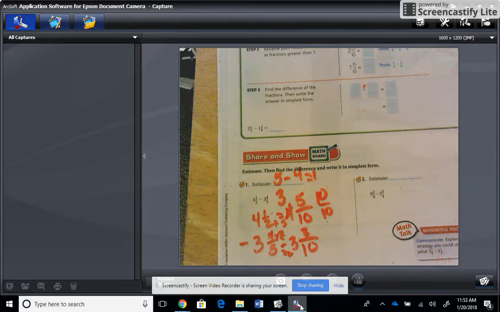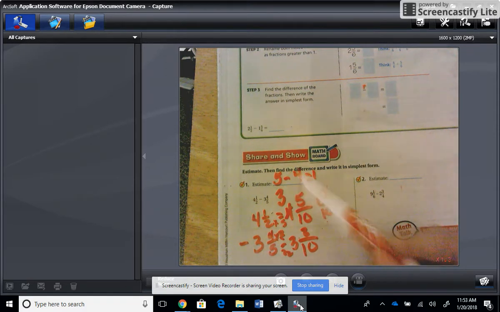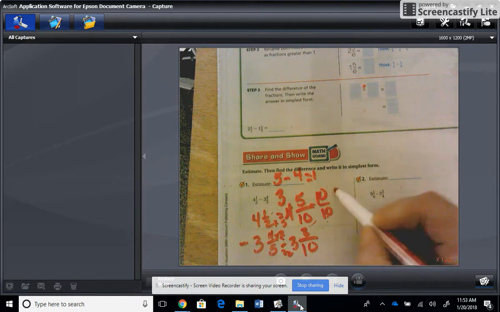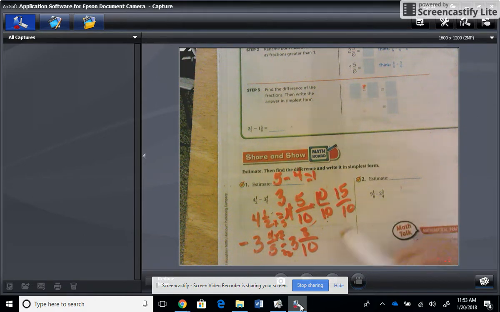Okay, guys, I'm back, and we were regrouping or renaming. We borrowed from the 3, and that made it 10 tenths because we always do what makes a whole number. So now I'm going to add these two together because I'm adding that in, and I have 15 tenths. So now I have 3 and 15 tenths subtracted by 3 and 8 tenths.